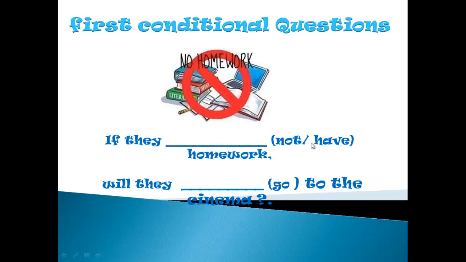If they not have homework, so will they go to the cinema? Let's see. We have not have. What should you write after they? Don't or doesn't. Don't. Excellent, because after they, we, you, or I, you should write don't. What should you write? Don't have. Will they go? Go or goes? Go to the cinema. Very good.